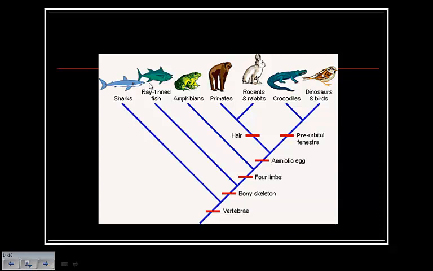We'll learn more about that once we start dissecting the sharks. Then we move from bony skeleton to four limbs. So again, all of these have vertebrae, they all have bony skeletons, but now they have four limbs. And then we move up another one, and there is an amniotic egg. The amphibians are before that. They don't have an amniotic egg. And then we look here, we've got primates that have hair, but here we don't. We have fur, we have feathers.